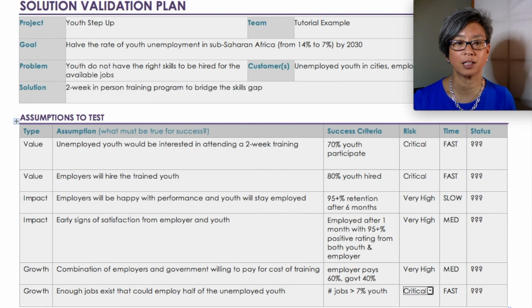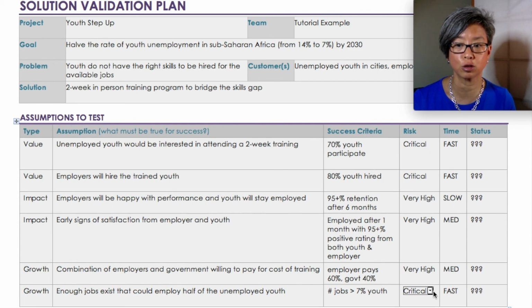So now going back to my example of youth unemployment, I've taken the highest risk assumptions, the ones that are above the line in the graph, and filled them in on this assumption sheet. And I've added the level of risk, whether it's critical, very high, or high, and the time that I think it will take to test and validate those assumptions.